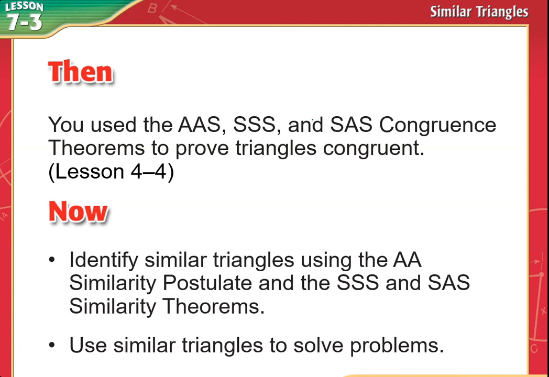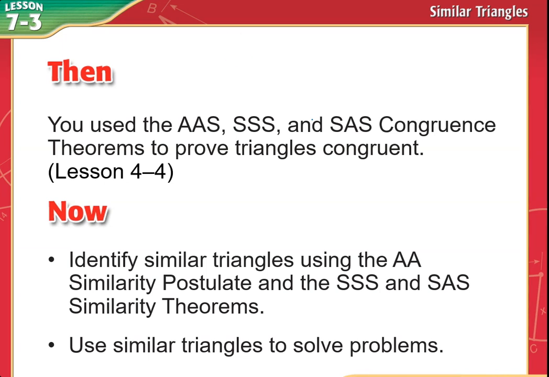Hello geometry students, we're here in section 7-3, similar triangles. What we learned back in 4-4, we used AAS, SSS, and SAS congruence theorems to prove triangles congruent. Now we're going to identify similar triangles using the AA similarity postulate and the SSS and SAS similarity theorems. And we're also going to use similar triangles to solve problems.